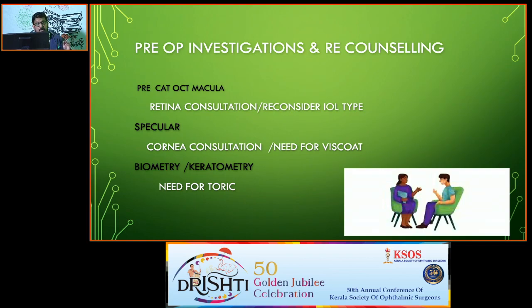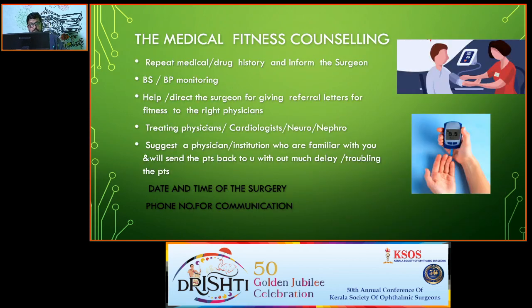And the same with the speed of spectra for all the patients. If there is a correlation, you can tell that you may need viscot and keratometry. The initial refraction may not show the correct keratometry. So if you do keratometry and find the astigmatism is high, then that is the time you need to re-counsel for toric. So medical fitness counseling is one of the most important things.